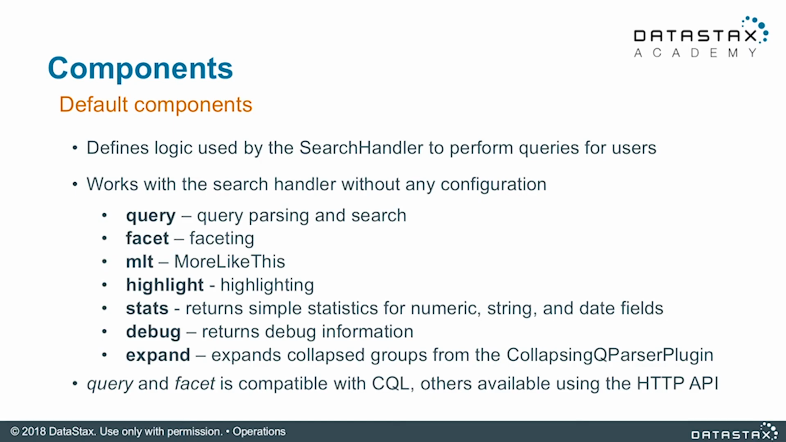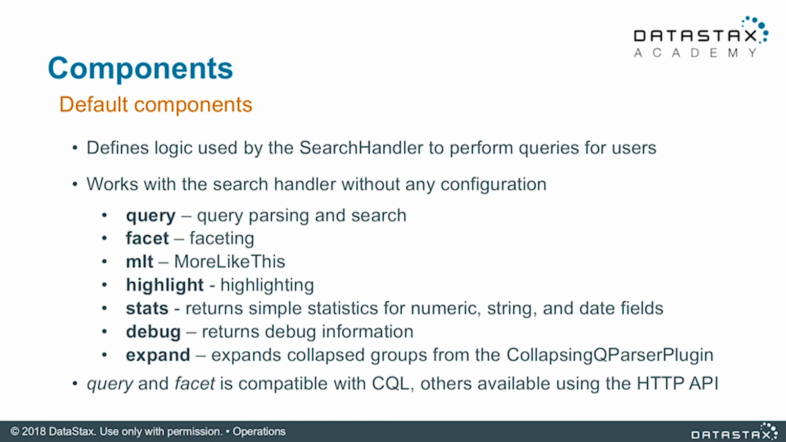Components define how the search handler processes search queries, with each component providing different functionality. The components listed here are registered by default with the search handler in the auto-generated config, and can be used without any further configuration changes. Of course, the relevant parameters used by each component would need to be provided in the search query in order to receive a response. The CQL search handler does not necessarily use all of the components here, as functionality depends on what is available and implemented on the CQL side.